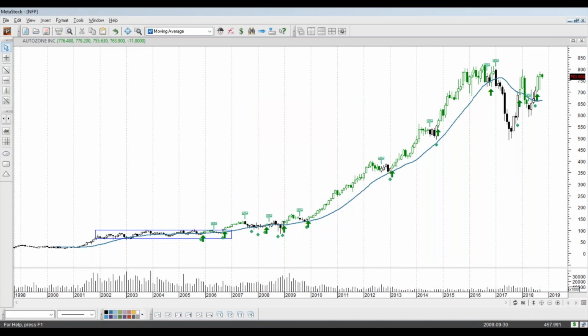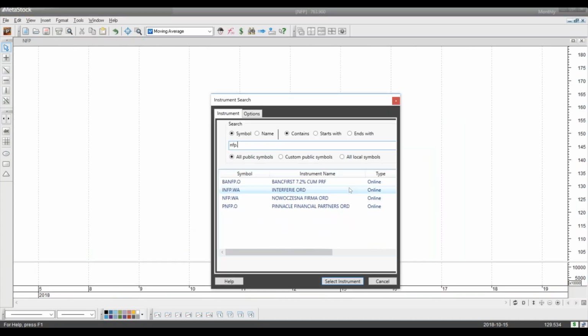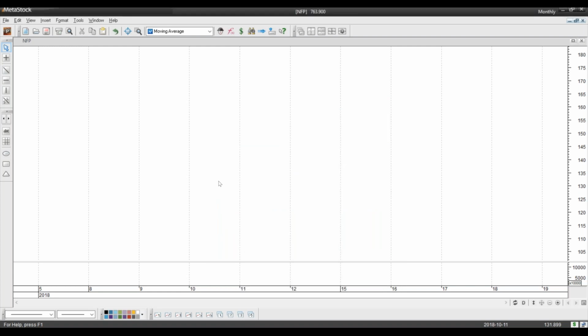No, let's see. FP. I'm not sure. Can you confirm the symbol on that? I'm not sure I have the right one here for you. I'll be happy to look at it for you if you like.